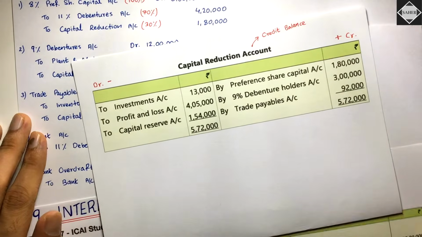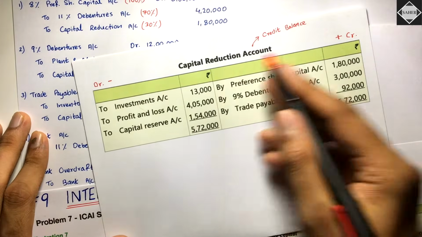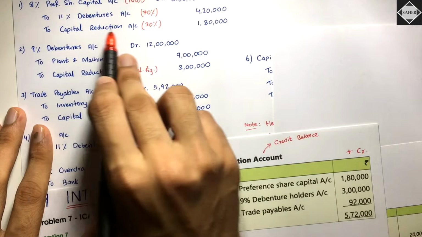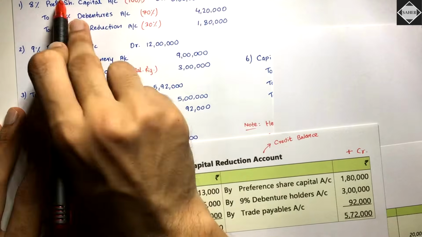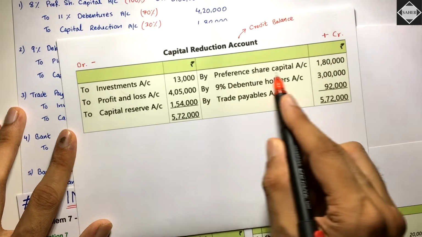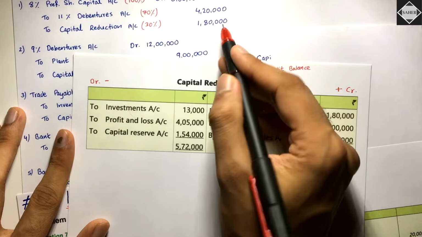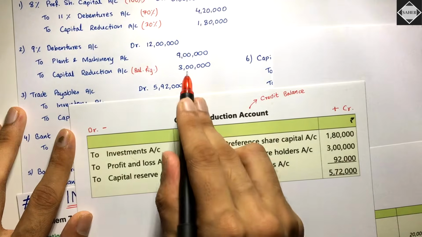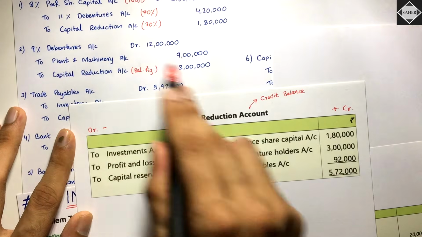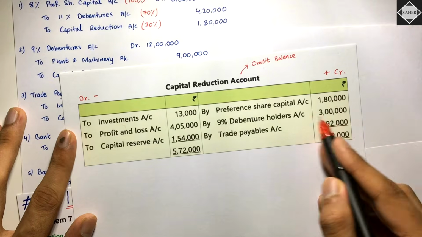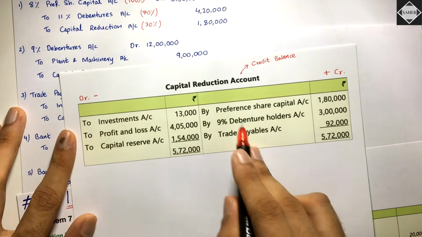Okay, so see here, for capital reduction account, credit means plus, debit means minus. Here capital reduction account is getting credited because of preference share capital 1,80,000. You will take this amount 1,80,000. Then see the next entry, capital reduction account is getting credited because of debentures. Which amount? This 3 lakh. Write the amount 3 lakh because of 9% debentures.